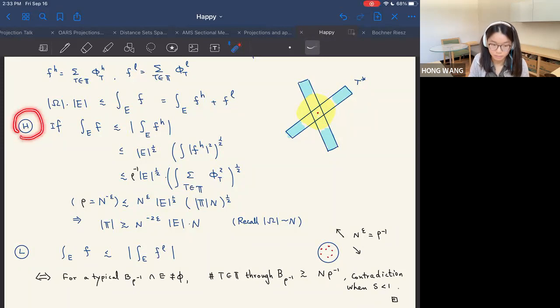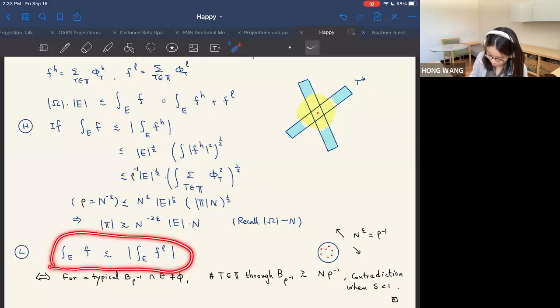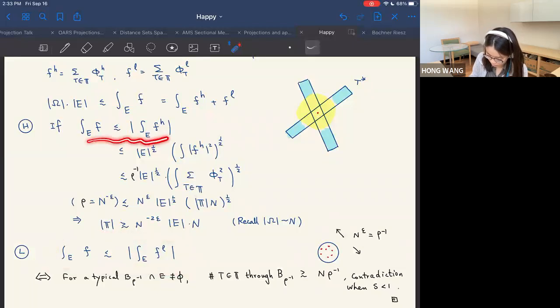So if the high frequency part dominates, meaning that the integral of f on E is bounded by the absolute value of the integral of f high frequency part on E, then we split into two cases. The first case is the high frequency dominant. The second case is the low frequency dominant. If it's the first case, that's the blue part dominant, then by Cauchy-Schwarz it is bounded by the volume of E to the 1/2.